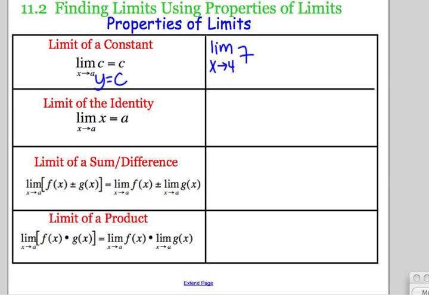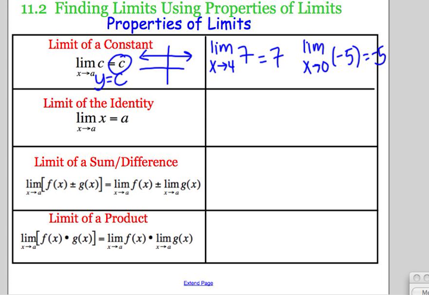Now, that's just the equation of a horizontal line. So we're looking at a horizontal line. No matter what x value I'm approaching, I'm never going to leave that horizontal line. It's always going to be on that c value. So the limit as x approaches a number of another number is just the c, the number. So the limit as x approaches 4 of 7 is just 7. Or the limit as x approaches 0 of negative 5 is just negative 5. So that's the first property.